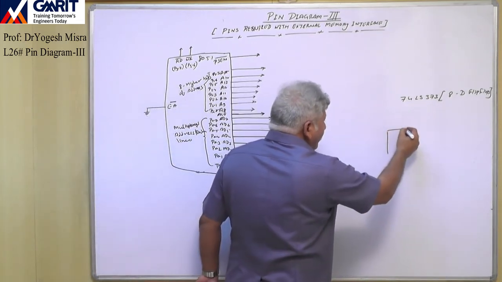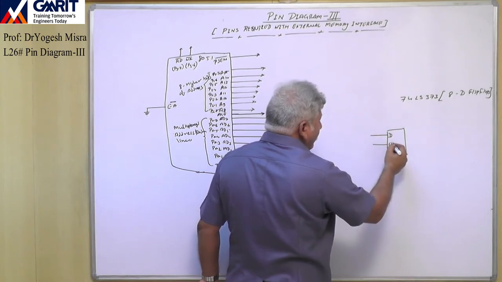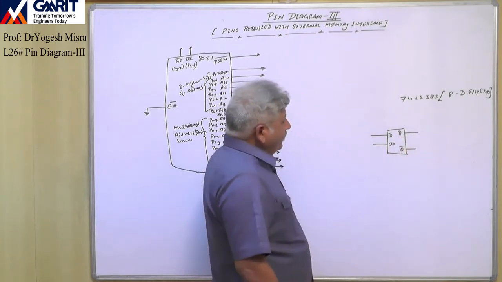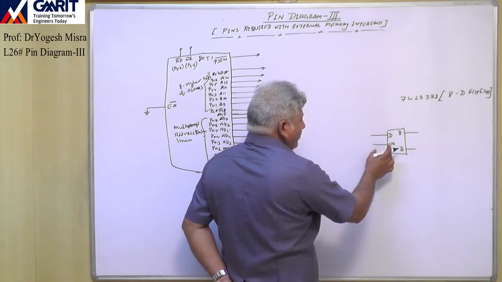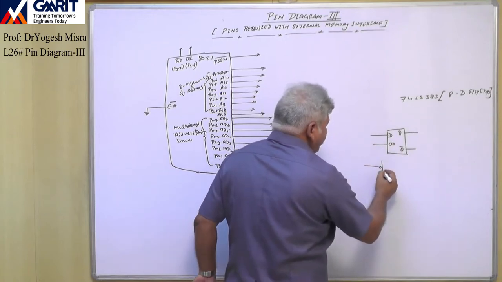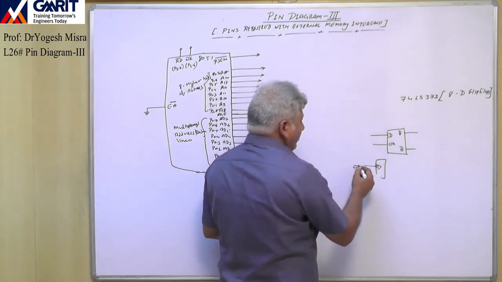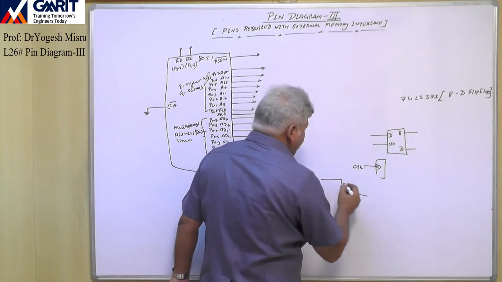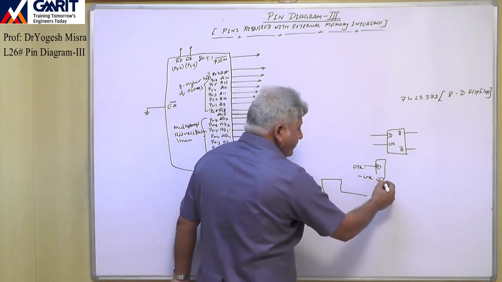Suppose this is one D flip flop, this is the D input, this is the clock, and this is the Q output and Q bar output. In this D flip flop, if at the clock we apply this type of symbol, this indicates that the flip flop is negative edge triggered. Suppose we apply this pulse, then with this symbol, this indicates negative edge triggered.